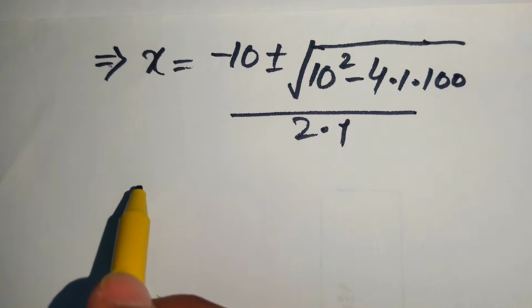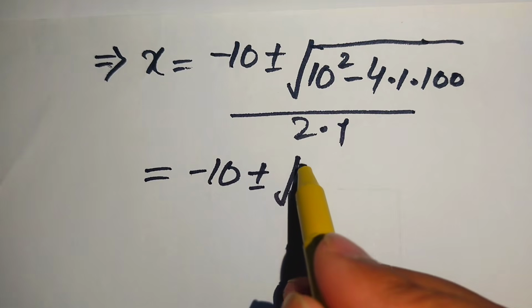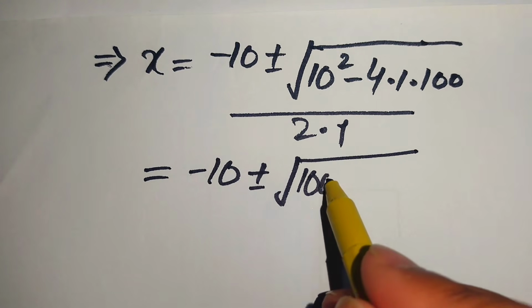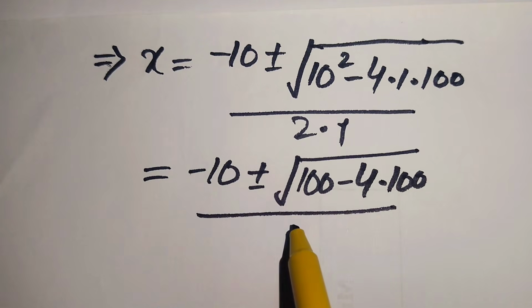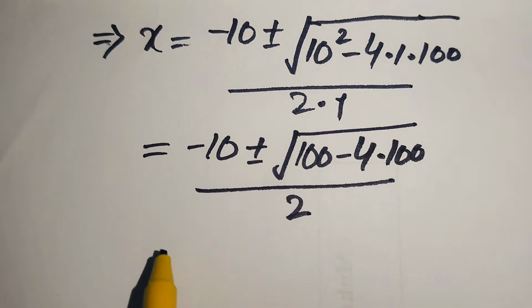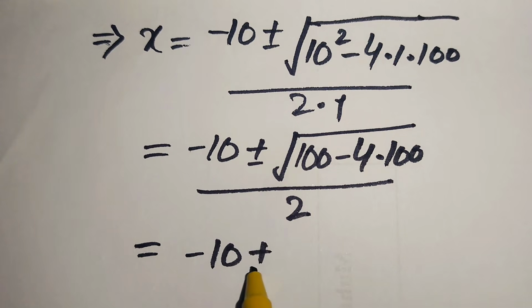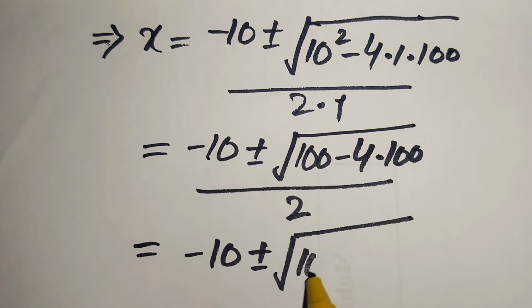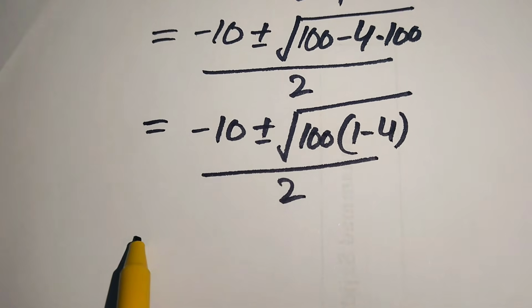And it will be written in this form: x = (−10 ± √(10² − 4·100·1)) / (2·1) = (−10 ± √(100 − 400)) / 2. So inside the square root sign we take 100 common, and the remaining values are 100 times (1 − 4), divided by 2.